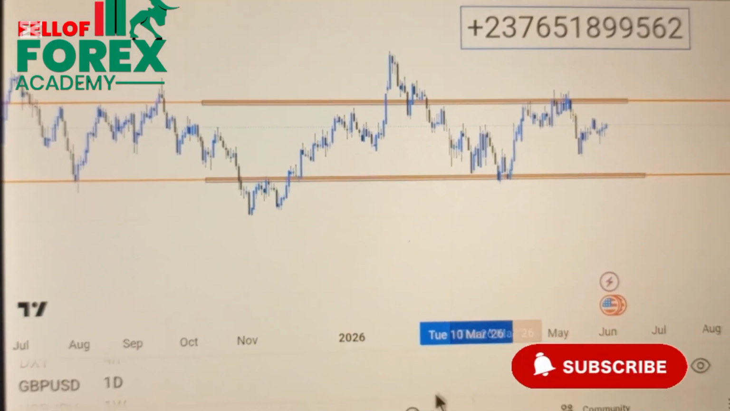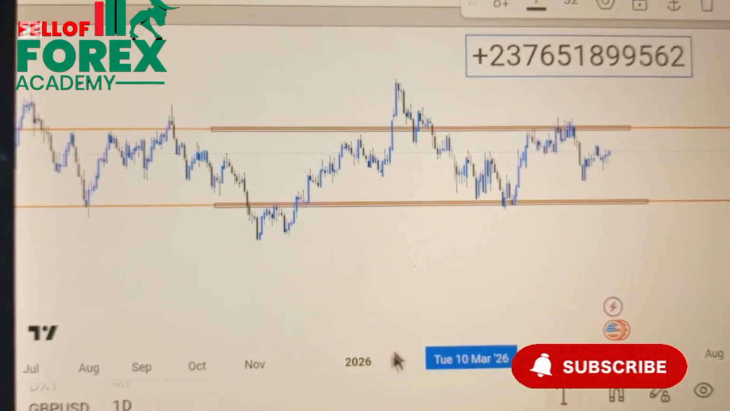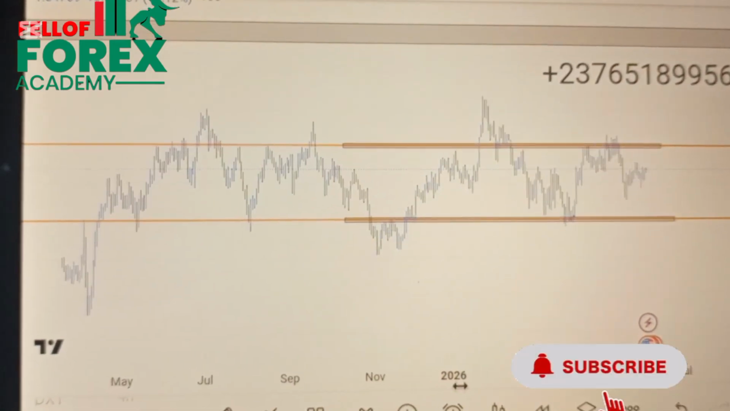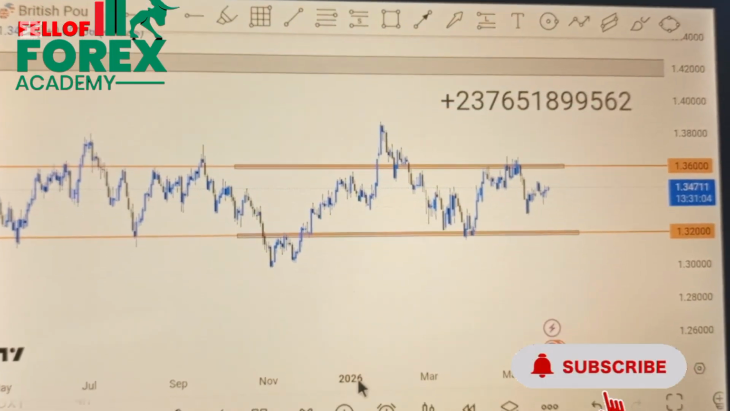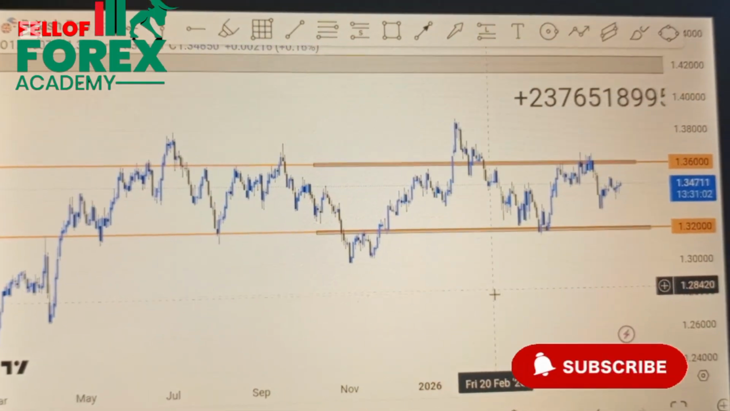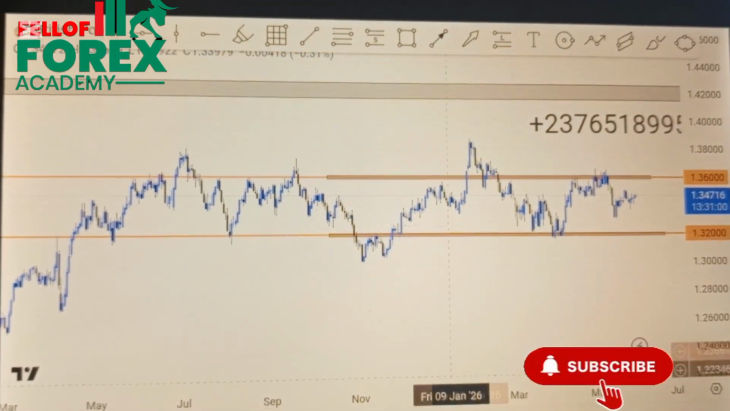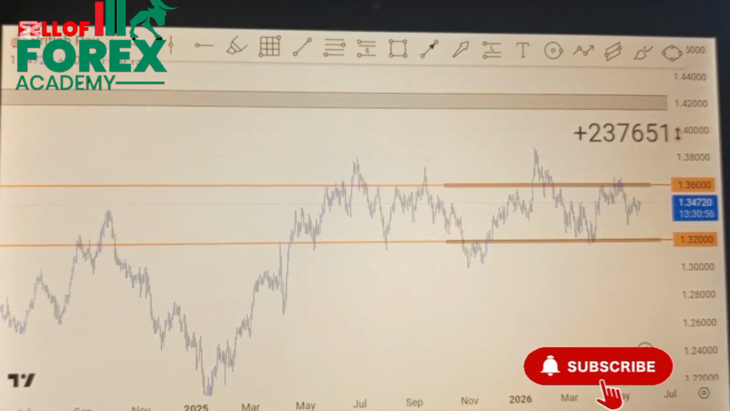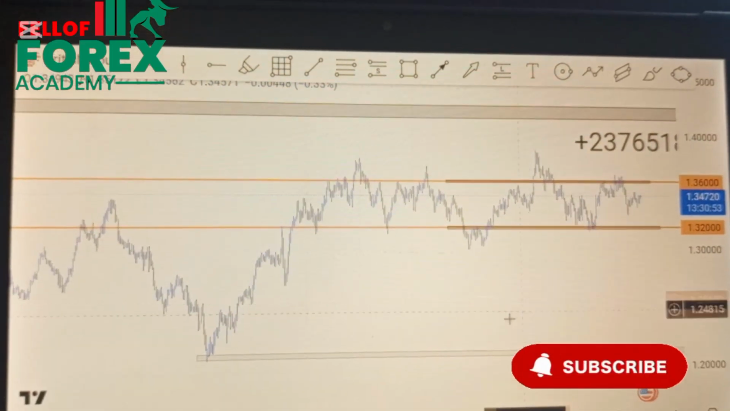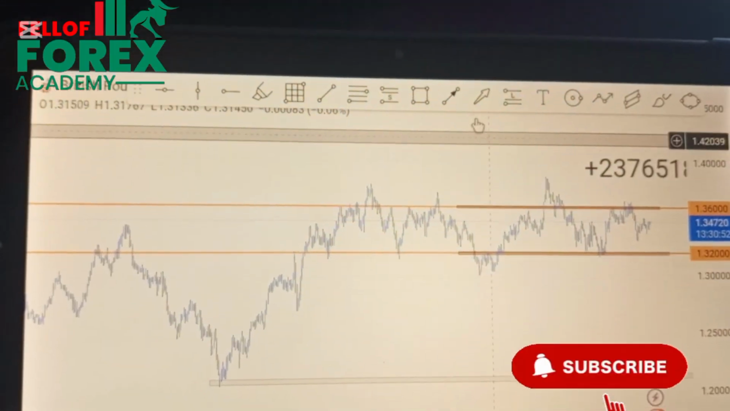All right, today we're going to be having a quick breakdown on GBPUSD. So we'll start all the way up from the daily time frame. For the past couple of weeks, we've been working on this pair. I want you to look at something very closely. Forget about all the lines you see on the screen. Just follow what I'm about to show you.